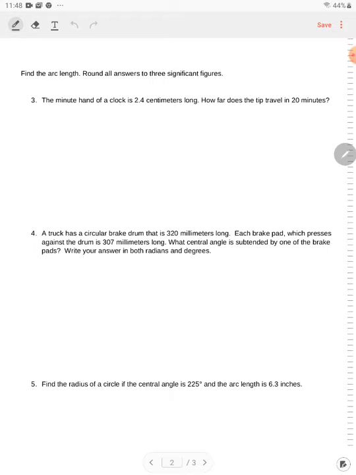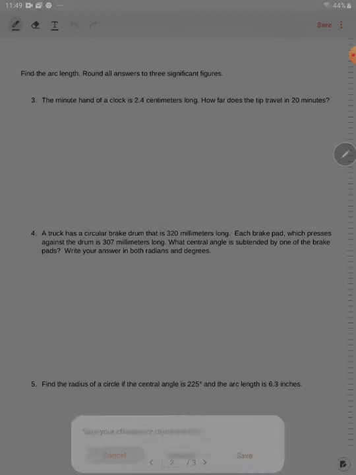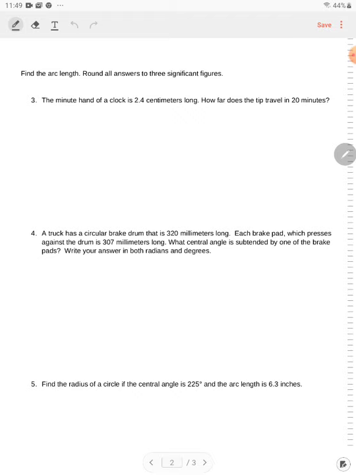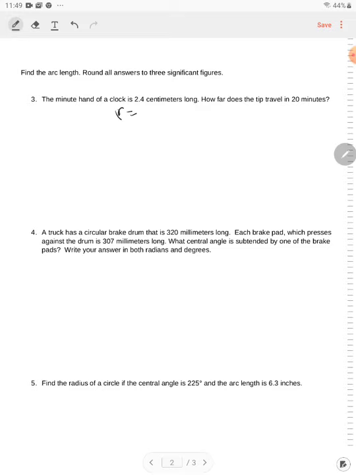Find the arc length, round all answers to 3 significant figures. The minute hand of a clock is 2.4 centimeters long. How far does the tip travel in 20 minutes? So we're asking for arc length. Okay, so R is equal to 2.4.